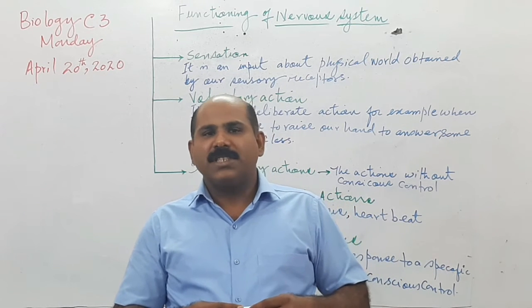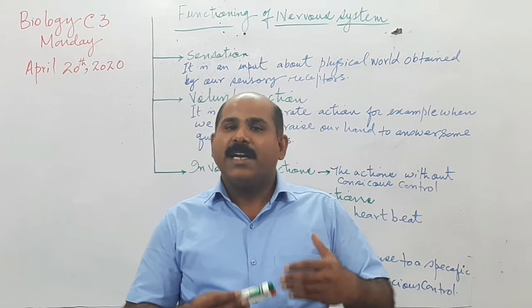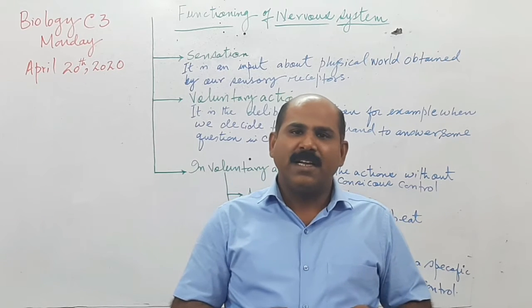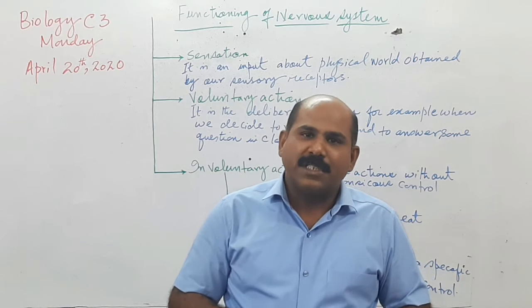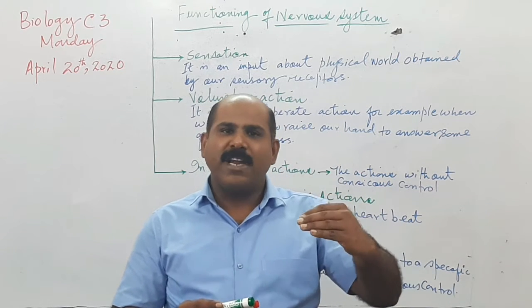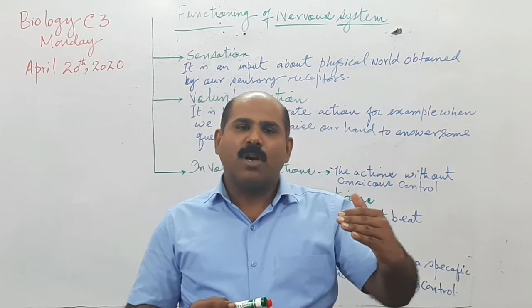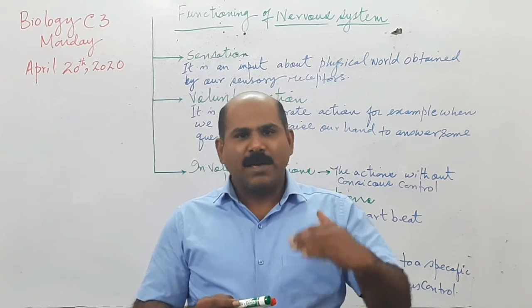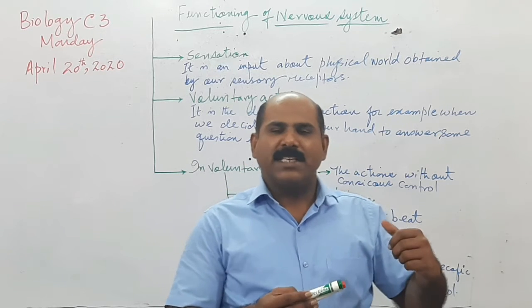And now we are going to discuss how our nervous system is working. That is also very important to understand. The working of the nervous system is divided into three different parts. Some of our activities are called sensation, some are called voluntary actions, and some are called involuntary actions. So one by one we will be discussing.